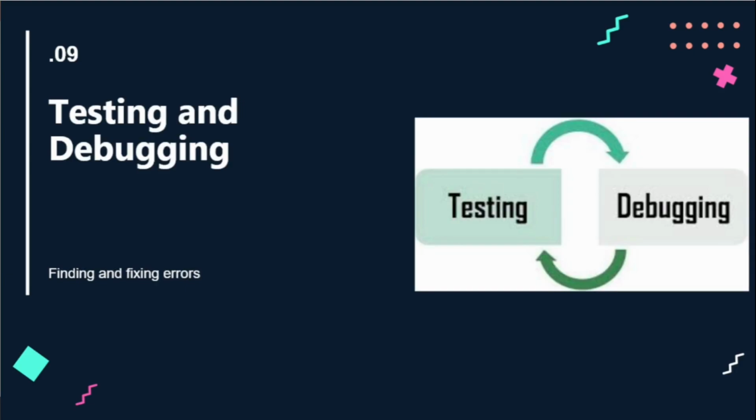Once all this is done, it is time to test our program. Testing and debugging is the last step in the programming process, and it is one of the most crucial. Testing and debugging ensures that your code works as expected and helps you find and fix errors.